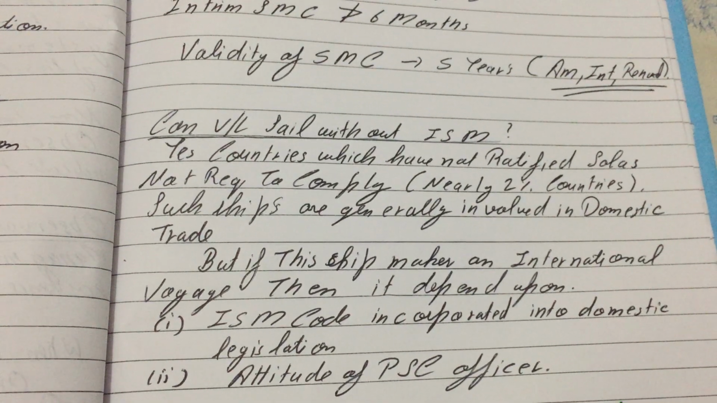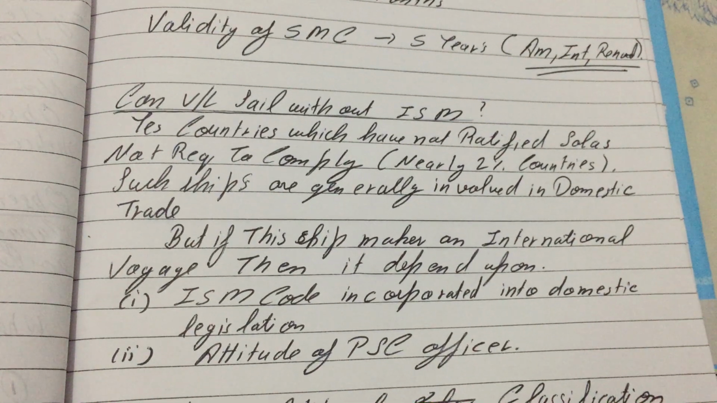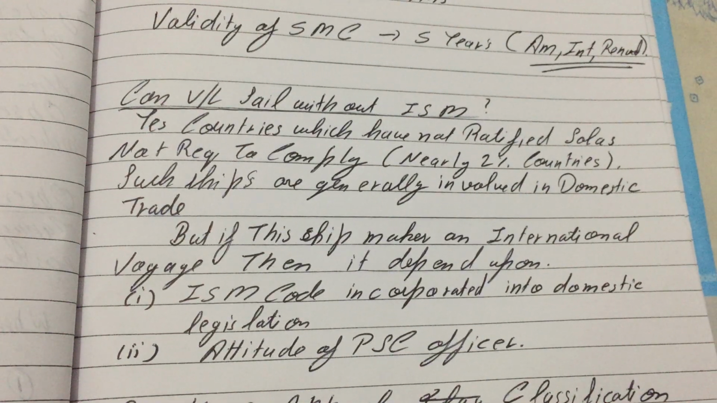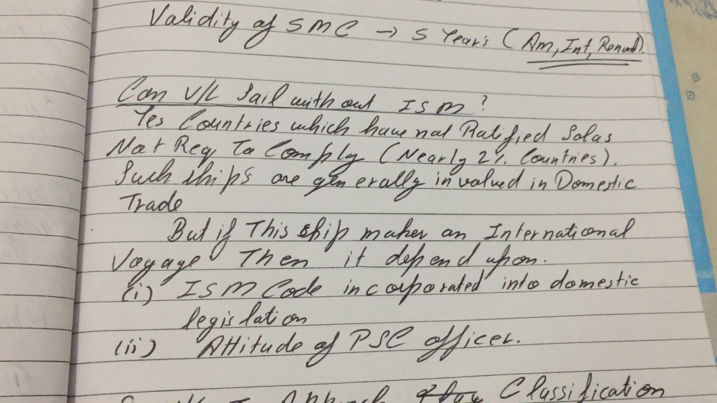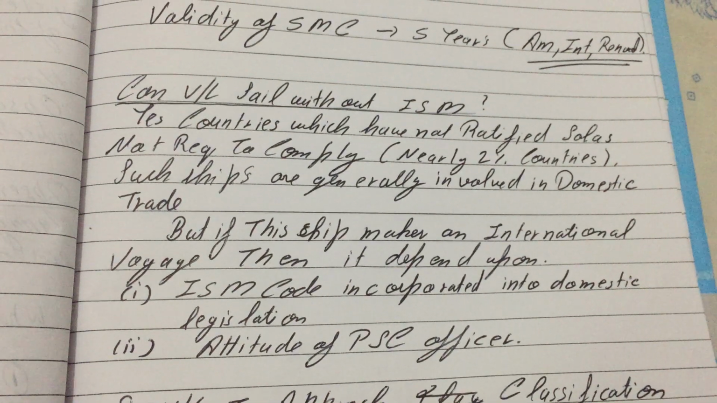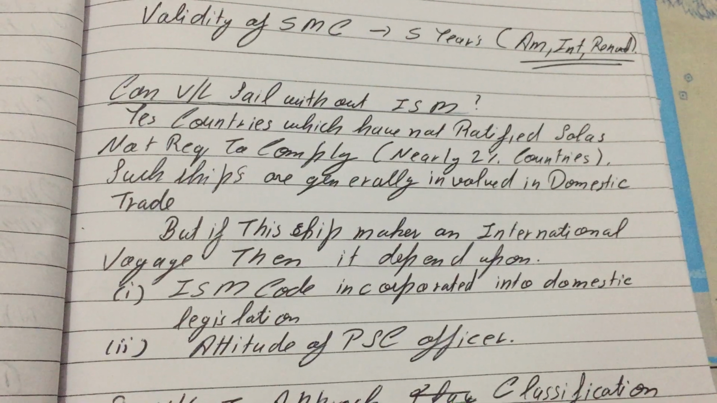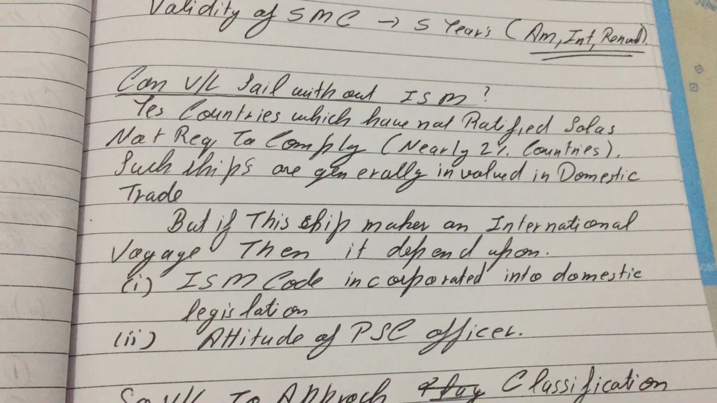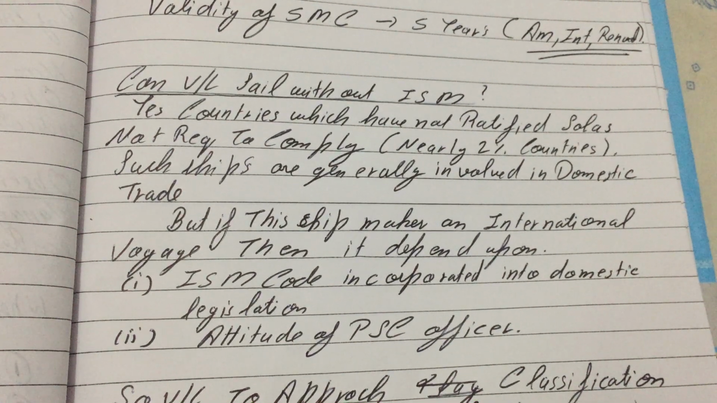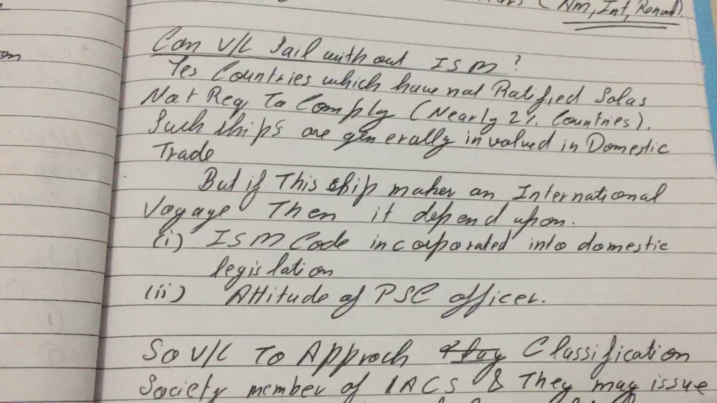So countries which have not ratified SOLAS are not required to comply. Such ships are generally involved in domestic trade. But if the ship makes an international voyage, then it depends upon the ISM code being incorporated in domestic legislation, and the attitude of the PSC officer. So if you are in a domestic voyage and in a country where SOLAS is not ratified, then you don't need to comply with it. But if you go on an international voyage, then there are 2 conditions. If the ISM code is incorporated in domestic legislation, then you have to comply, or the attitude of the PSC officer. So how will you go about that?